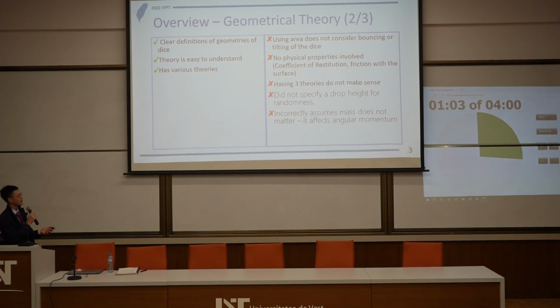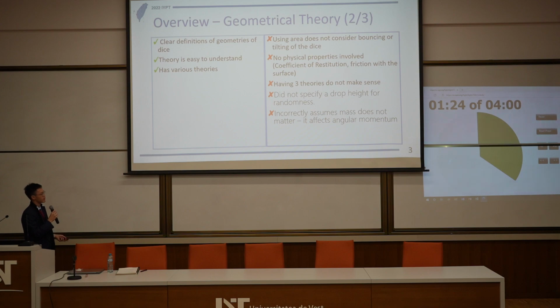And having 3 theories does not make sense. It would make sense if one of them explicitly matched the data, but having 3 with none of them matching doesn't really make sense. She also didn't specify a specific drop height for randomness. She mentioned she tested 2 different drop heights, but she didn't give a barrier for which it's, say, 99 or 99.5% random.